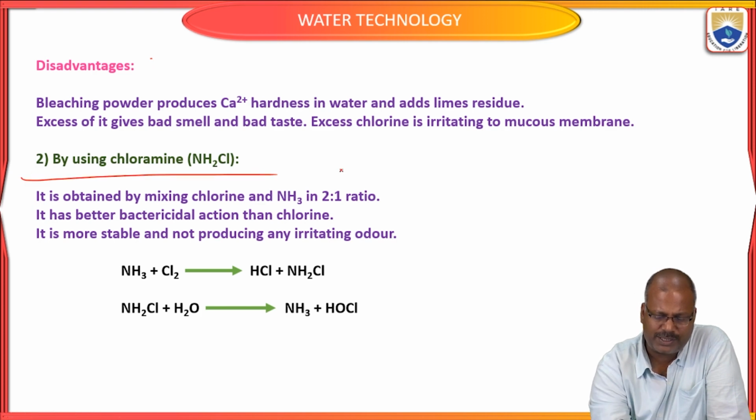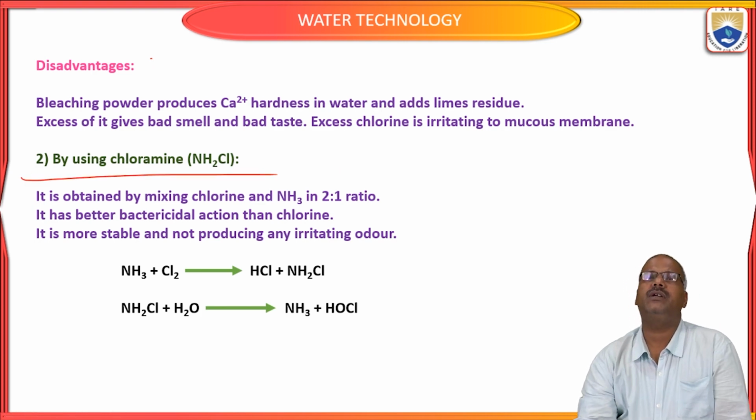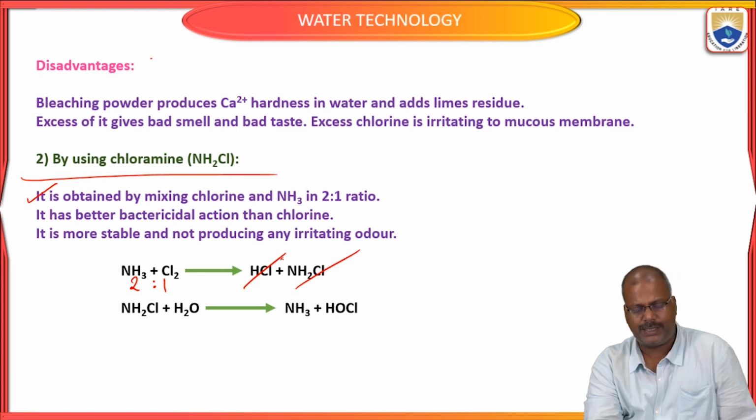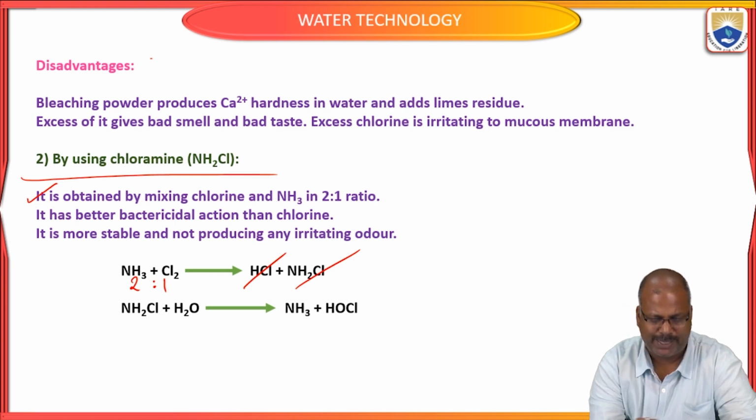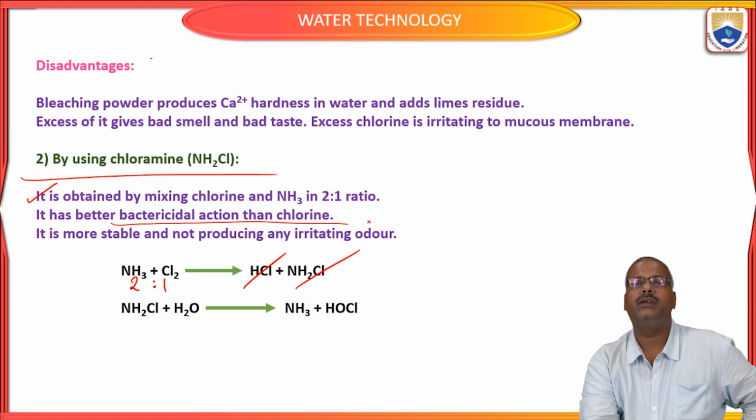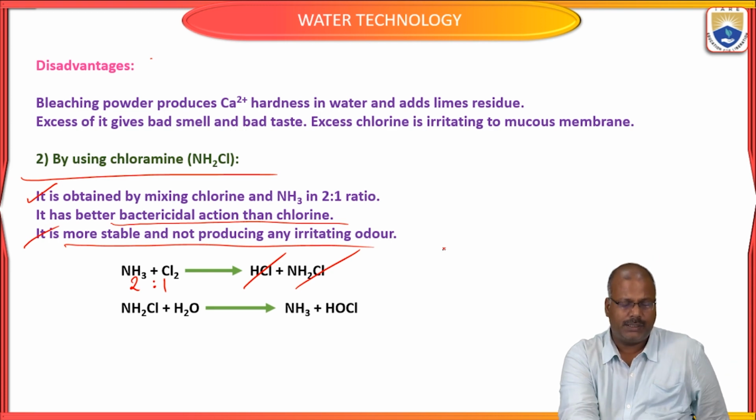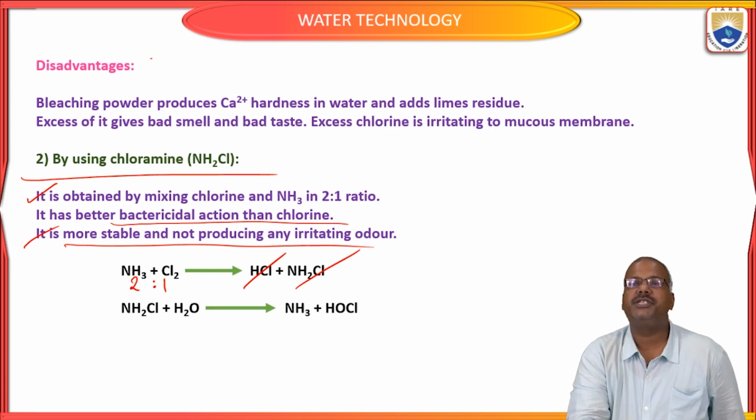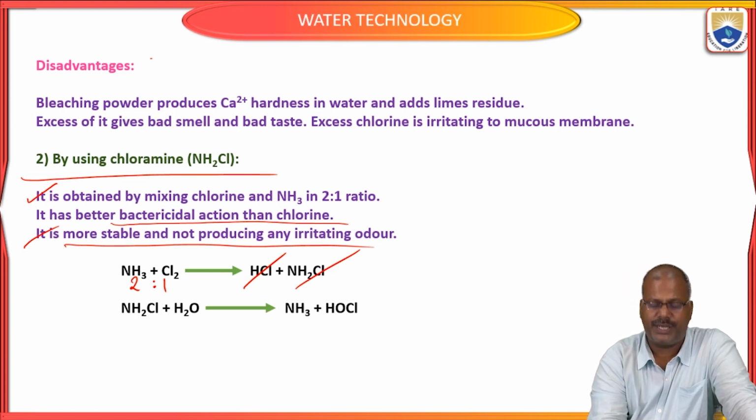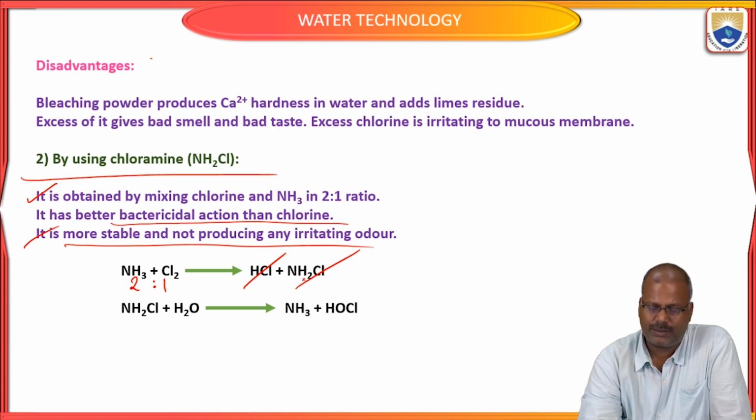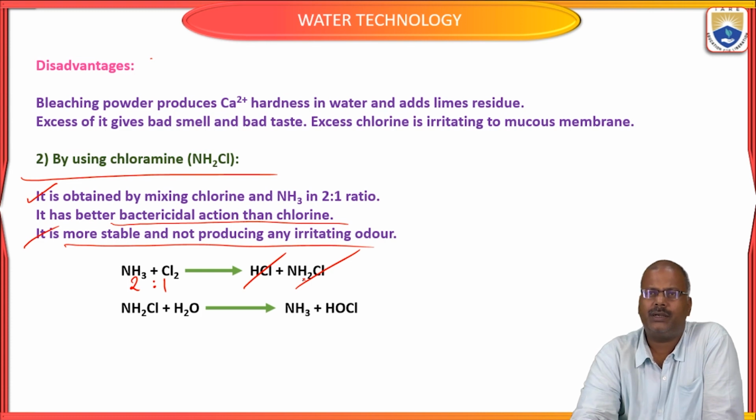Next, by using chloramine. The second method of under chlorination is by using chloramine. It is obtained by mixing chlorine and ammonia in a 2:1 ratio, and we get chloramine and HCl. It has a better bactericidal action than chlorine. It is more stable and does not produce any irritating odor like bleaching powder. The irritating odor comes if excess bleaching powder is there.